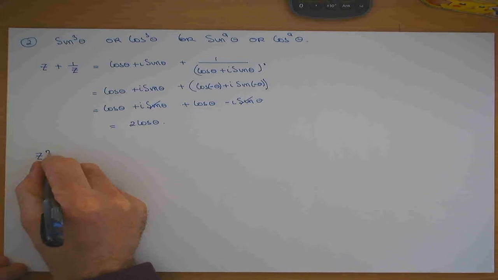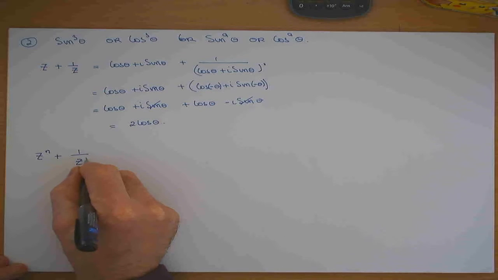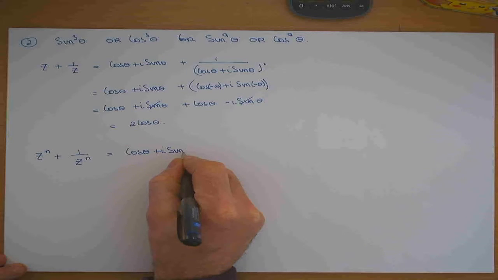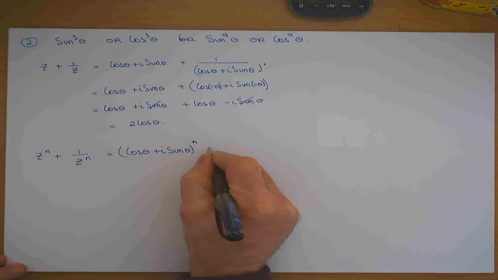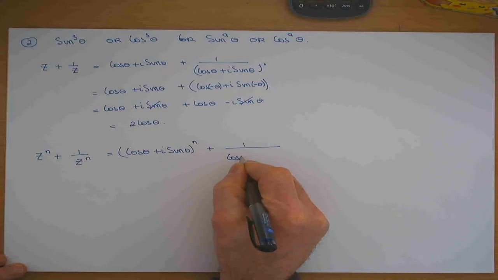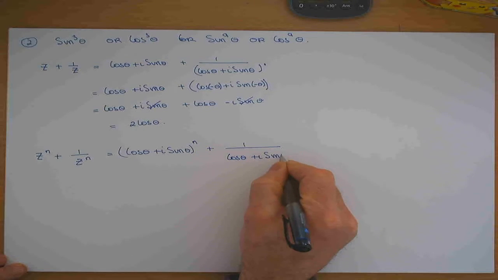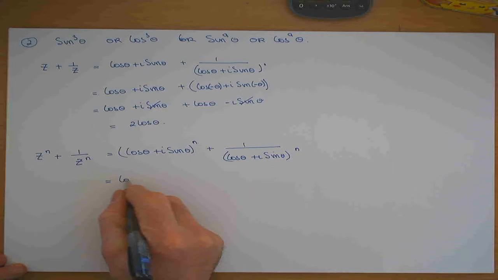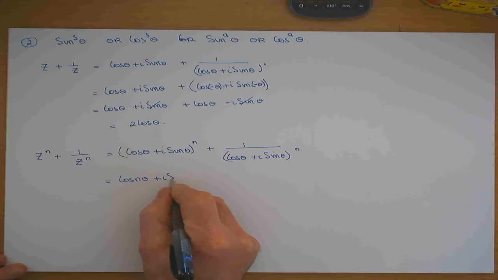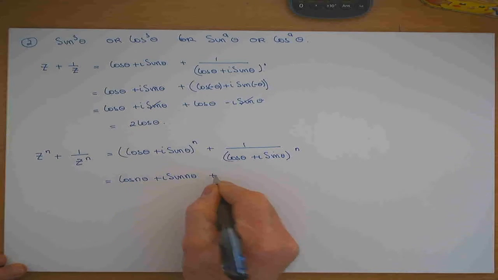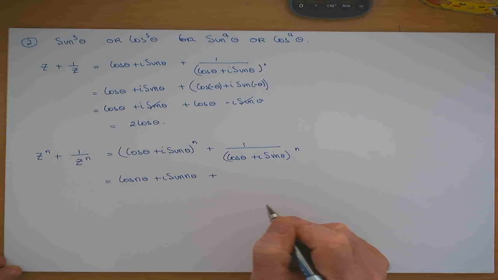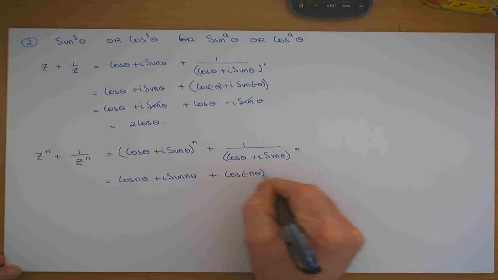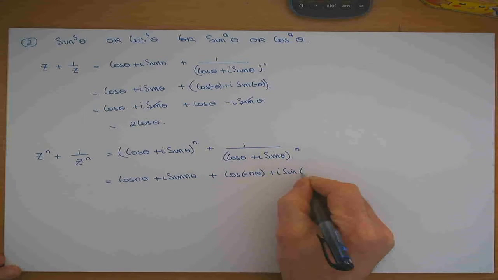Z to the n plus 1 over z to the n will be cosine theta plus iota sine theta to the n plus 1 over cosine theta plus iota sine theta to the power of n. De Moivre's theorem says that's cosine n theta plus iota sine n theta. And he says, bring that up, it will come to what power? Minus n. So that will be cosine what? Minus n theta plus iota sine of minus n theta.